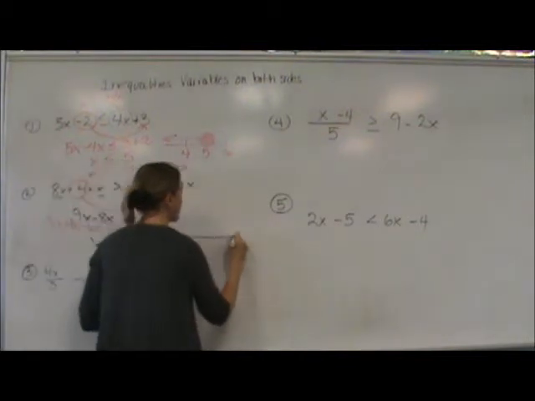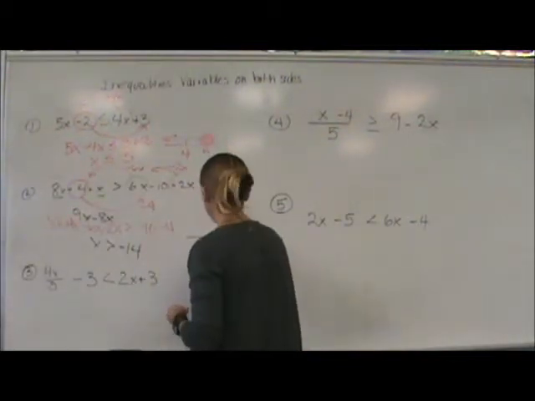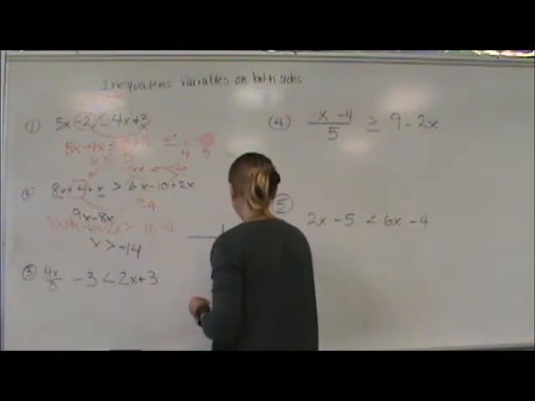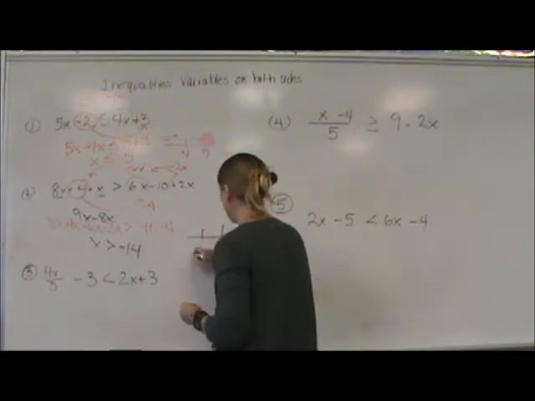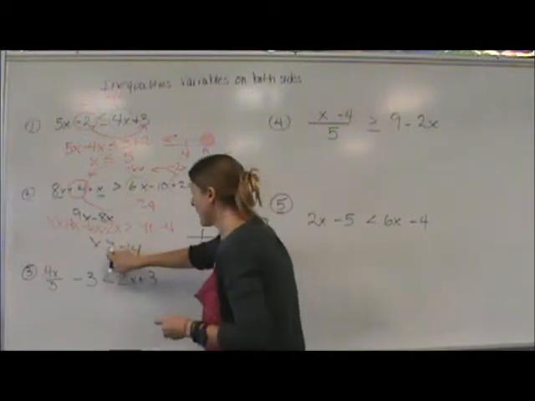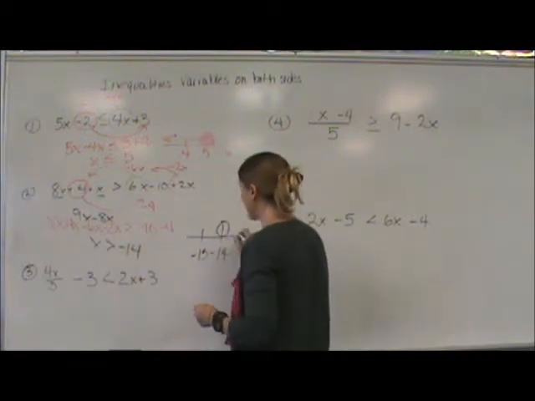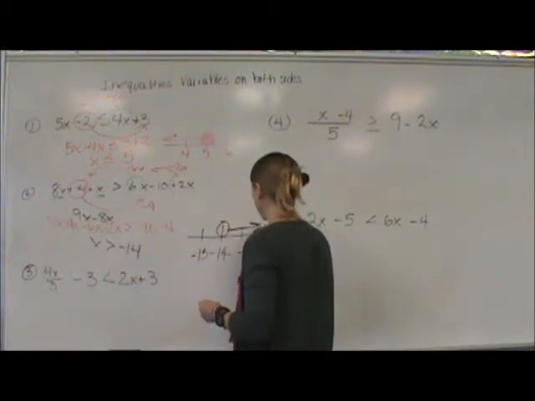Now I'm going to graph it. Negative 14, negative 13, negative 15. It is a greater than symbol, so it's an open circle. And I'm going to point it to the right.